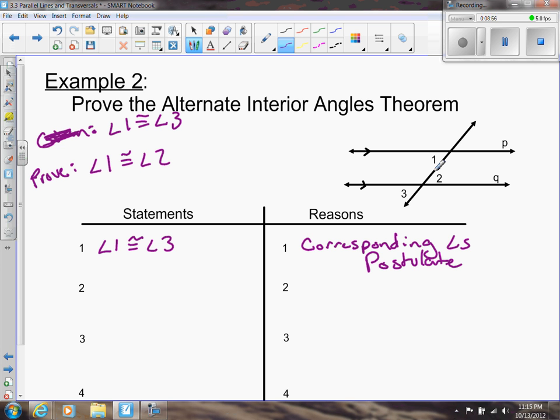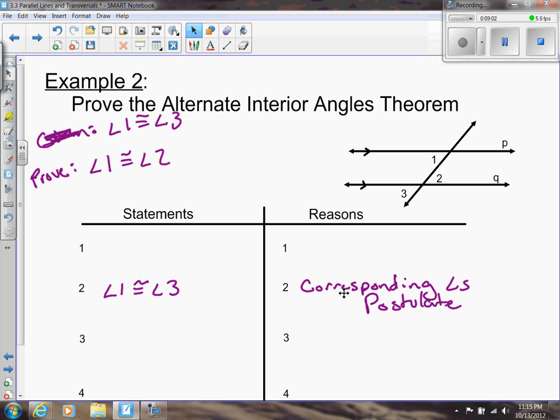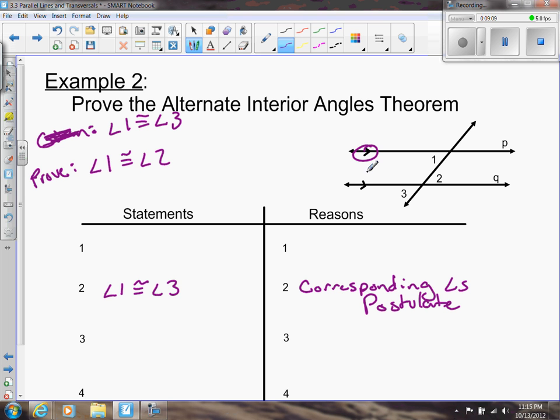Oh, you know what? I missed something. You guys are going to hate me again. But, like I said, another part of the alternate interior angles theorem is that the lines have to be parallel. So we have to say P is parallel to Q. That needs to be given. If P is parallel to Q, we know angle 1 is congruent to angle 3 by the corresponding angles postulate. This starts to make sense because you need the parallel lines, right?